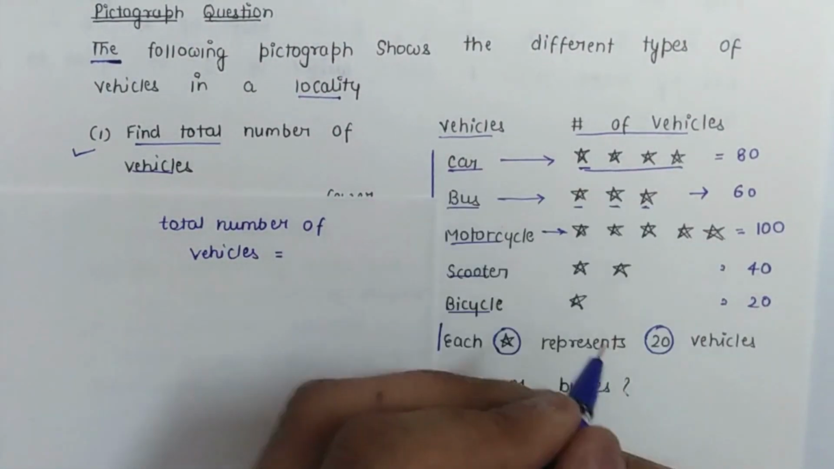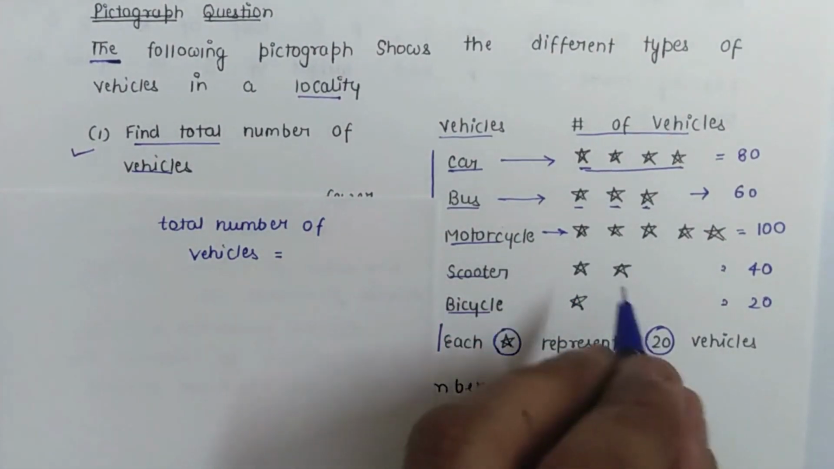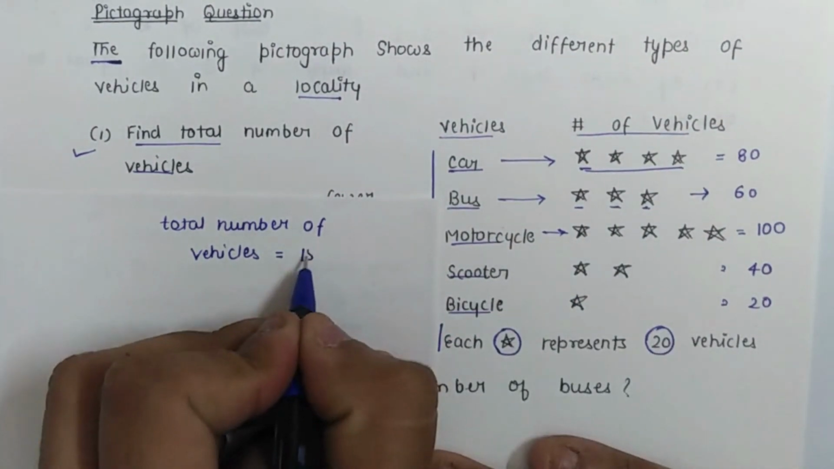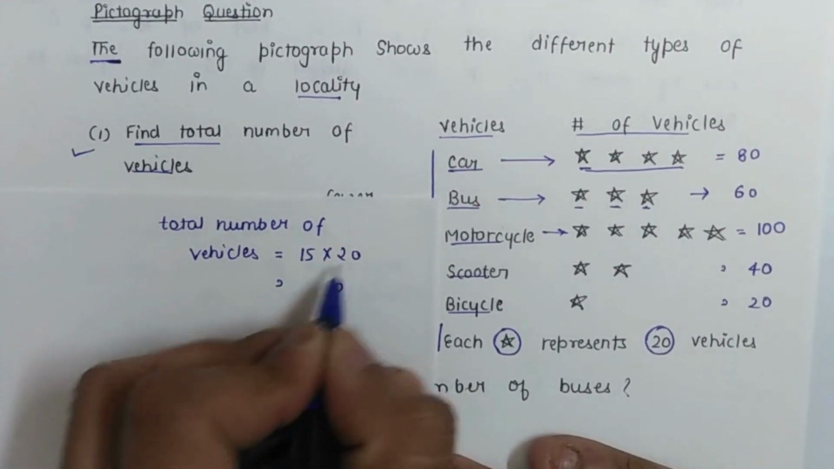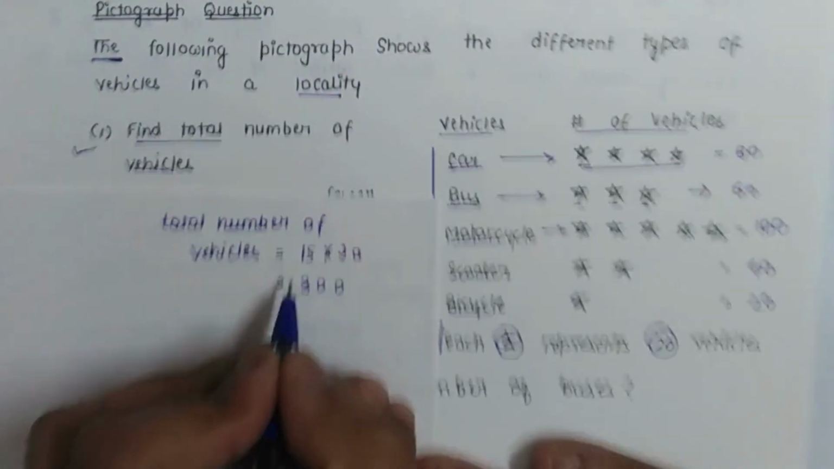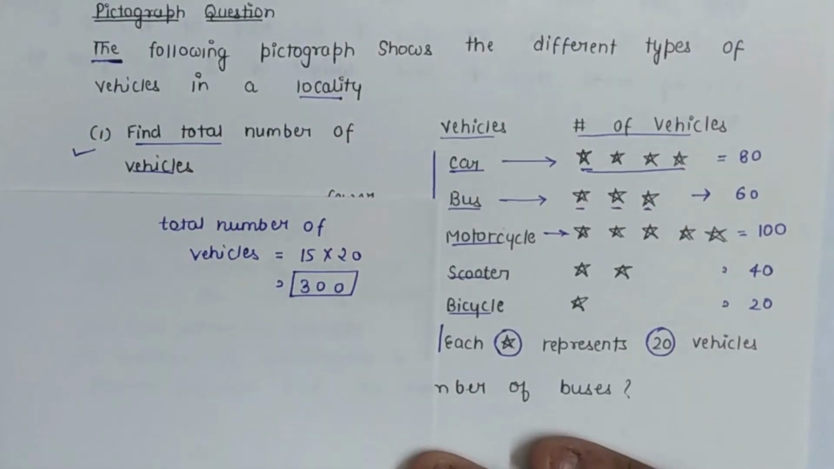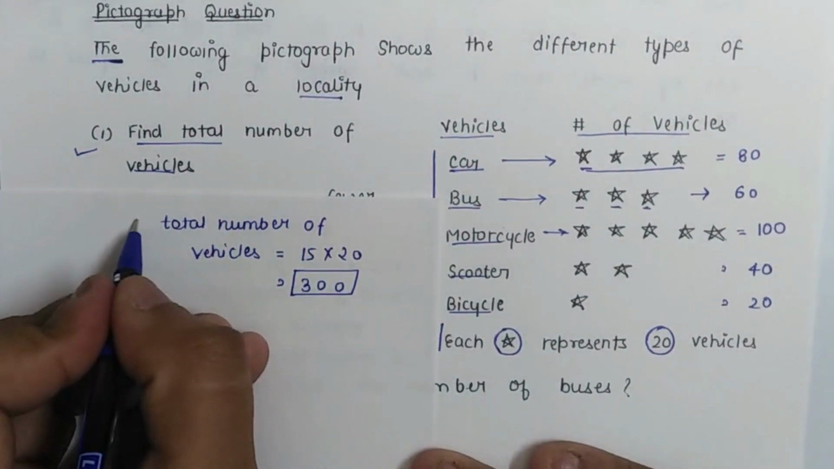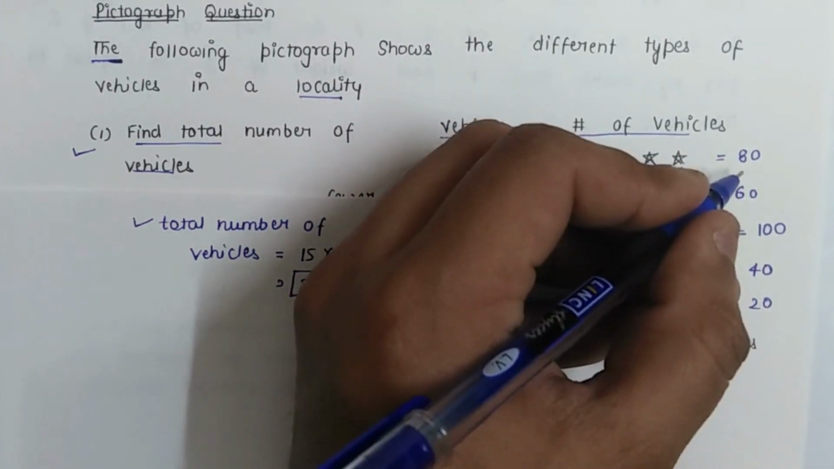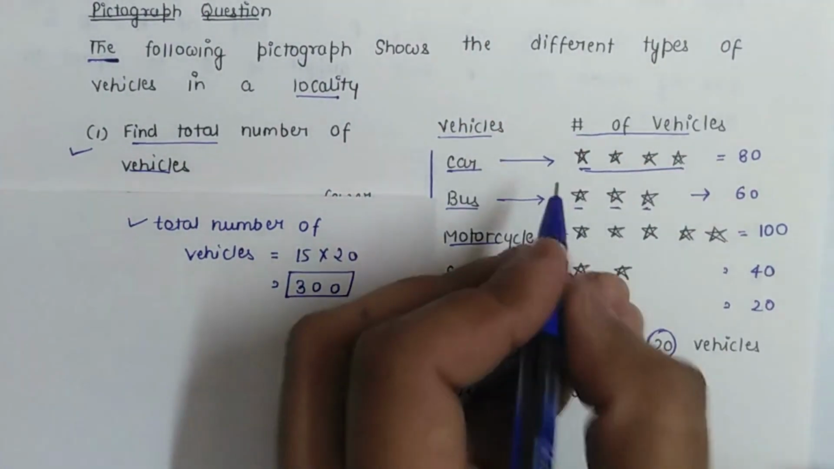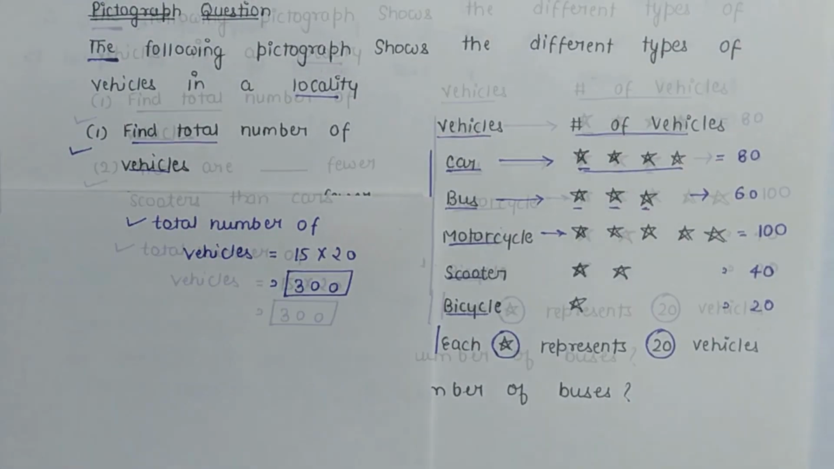So the total number of vehicles will be equal to, how do we get it? We got 15 stars, so we can directly do 15 times 20. 15 times 2 is 30, so this is 300 vehicles in total. So this was one direct way that you can try, or you can write all the values and then calculate, but I think this method was much faster.